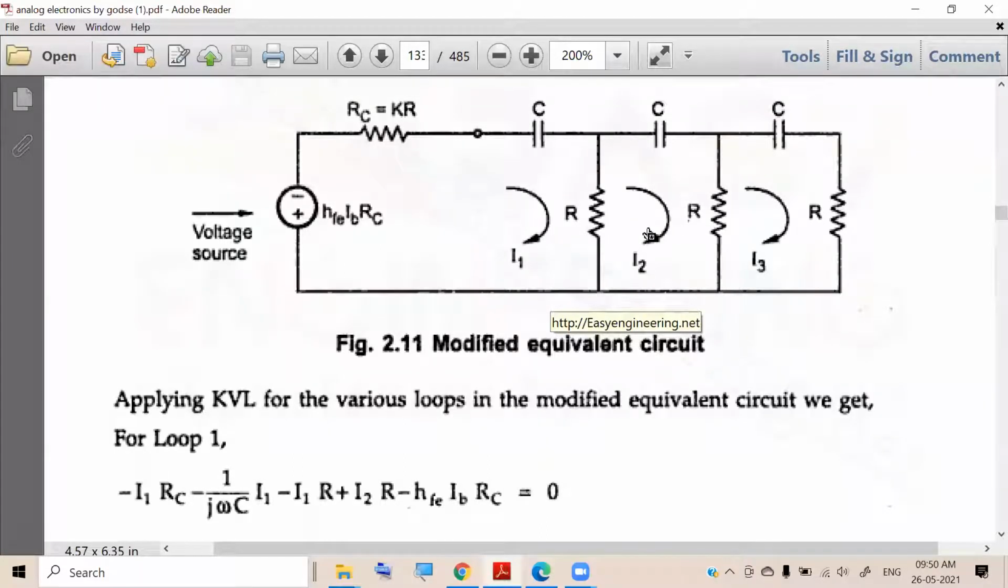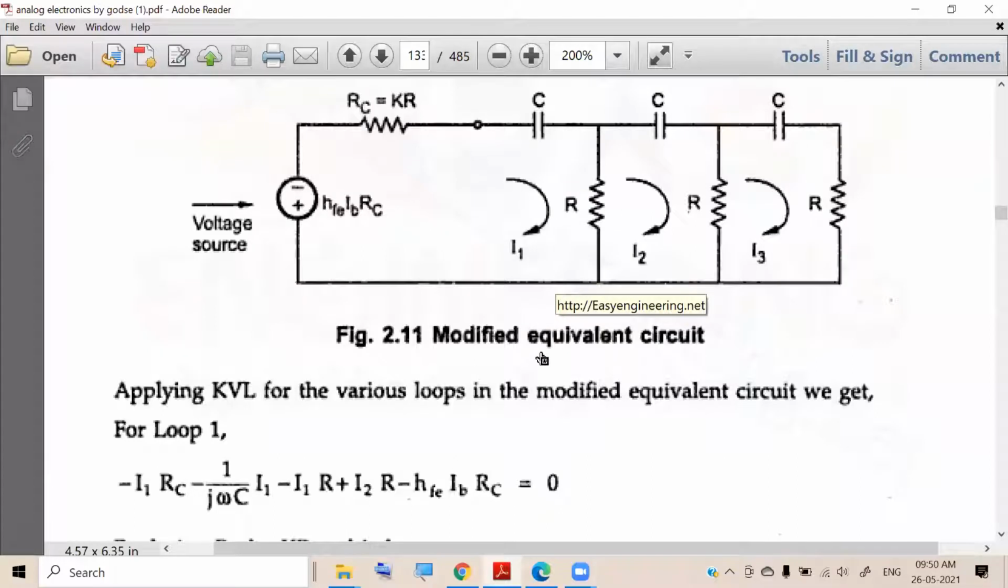Then what we need to do? We need to consider I2 into R, but in opposite direction. Opposite direction means opposite polarity. So that is the reason we got minus I1R. Because of the opposite direction of I1 and I2, we will take plus I2 into R. So this one we completed, this one we completed, these two currents we completed. Then again here the leaving terminal is negative, so minus HFE IB into RC is equal to 0. So again I am repeating, here we are considering the leaving terminal.